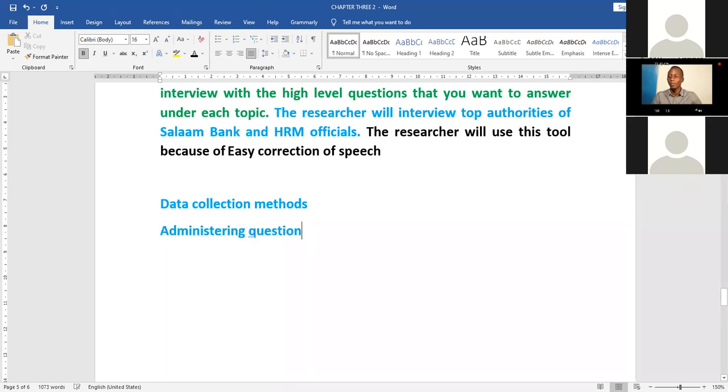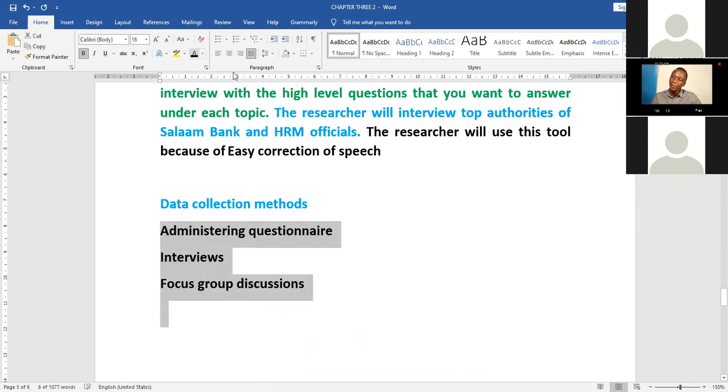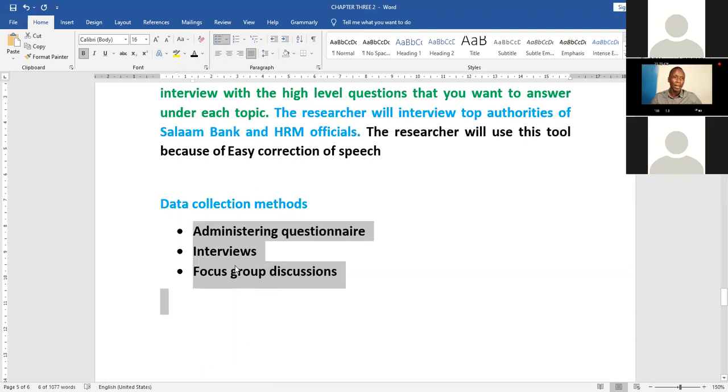For instance, we have questionnaires, we have interviews, we have focus group discussion. So these are methods, guys. These are methods. They are not tools. You cannot touch them. A method is like a procedure that you're going to go through when you are using the tool, whereas the tool is that very thing that you can touch.